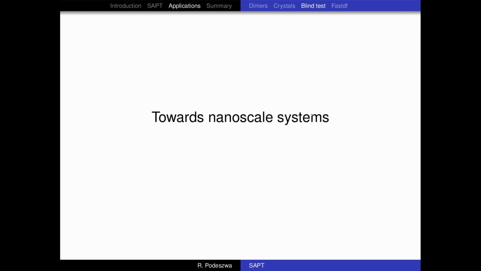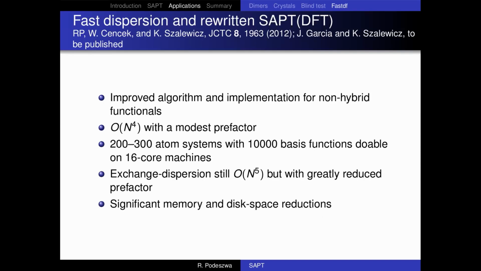Finally, we got some improvements in the speed of this approach. In 2012, we redeveloped the algorithm. Actually, the formulas are completely equivalent to the original ones, but they were rewritten in such a way as to program them efficiently. For non-hybrid functionals, the scaling is 4th power, with 200, 300 atom systems doable.